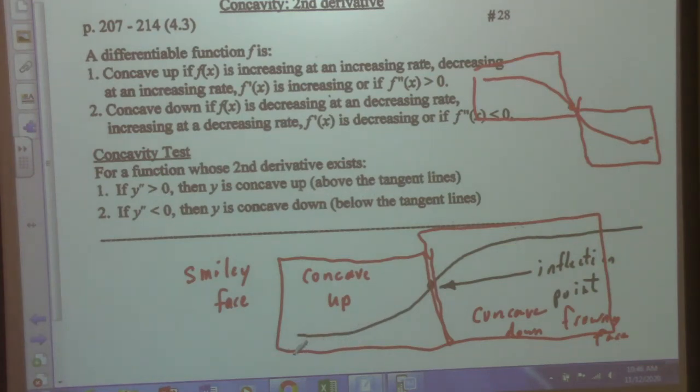So here, if we make a tangent line right here to this curve, which I'm trying to do with this red line, the graph lies above. And then if we draw a line here like this, the curve will be below the tangent line. So there's some different ways of looking at that.